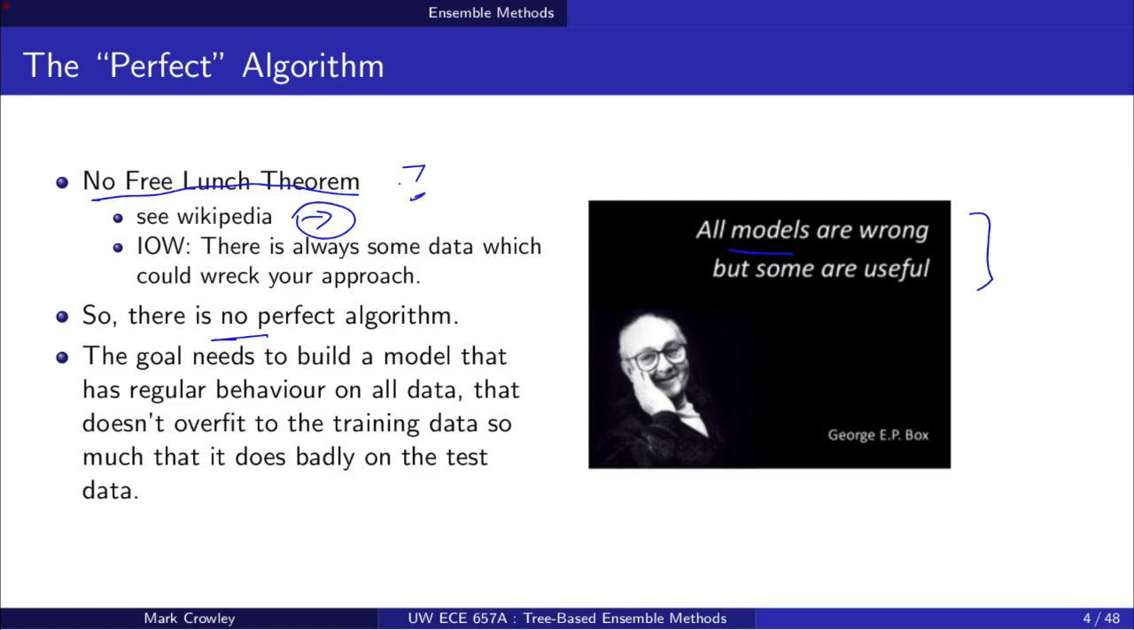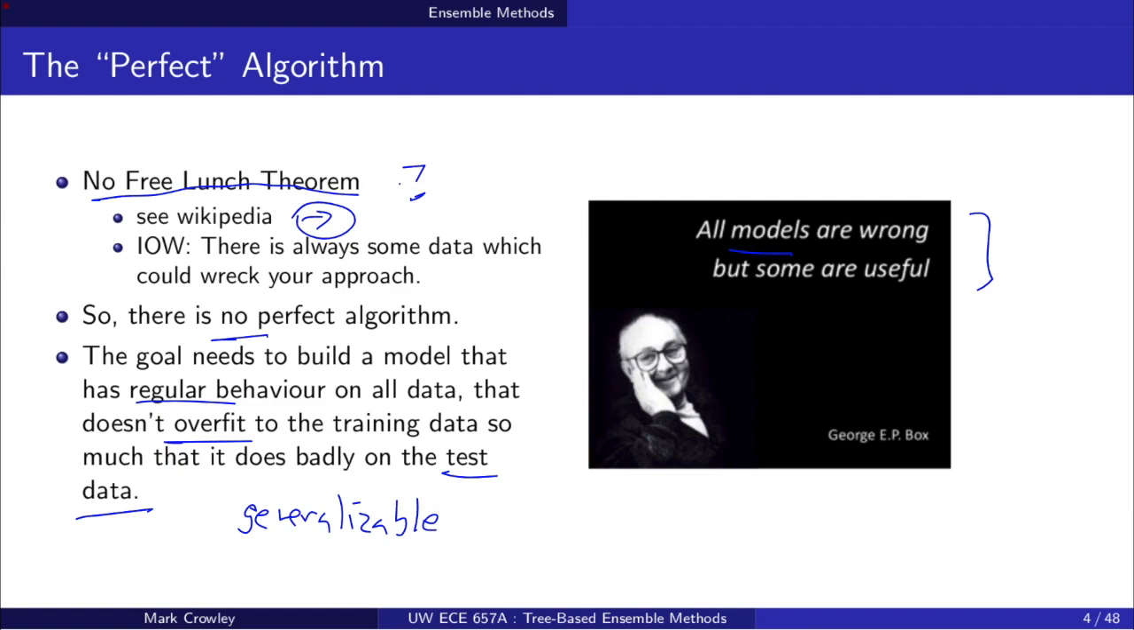But it comes to the same idea that there's no such thing as a perfect algorithm. Maybe you just haven't seen enough data, right? So the idea is that we're not trying to build a perfect thing. We're trying to build a model that has regular behavior, that's predictable, that doesn't overfit, because we want to do well on the test data that has been held out. So it's not just overfitting, it's generalizing. I guess we could say also generalizable.